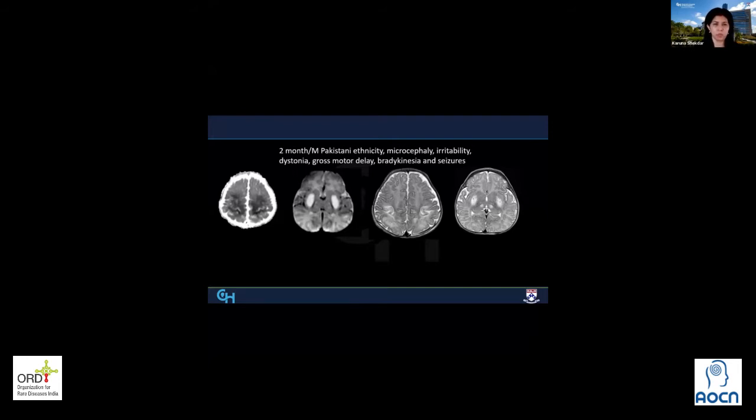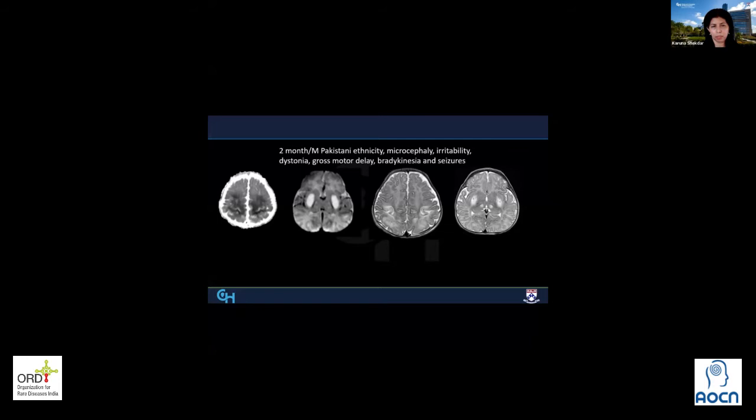So these two are diffusion weighted images, and these are the T2 weighted images. The striking finding here is the swelling and bright signal and restricted diffusion in the putamen. You can see that it's pretty characteristic, almost the entire putamen is involved. In this case, we are also seeing involvement in the thalamus in this section here.